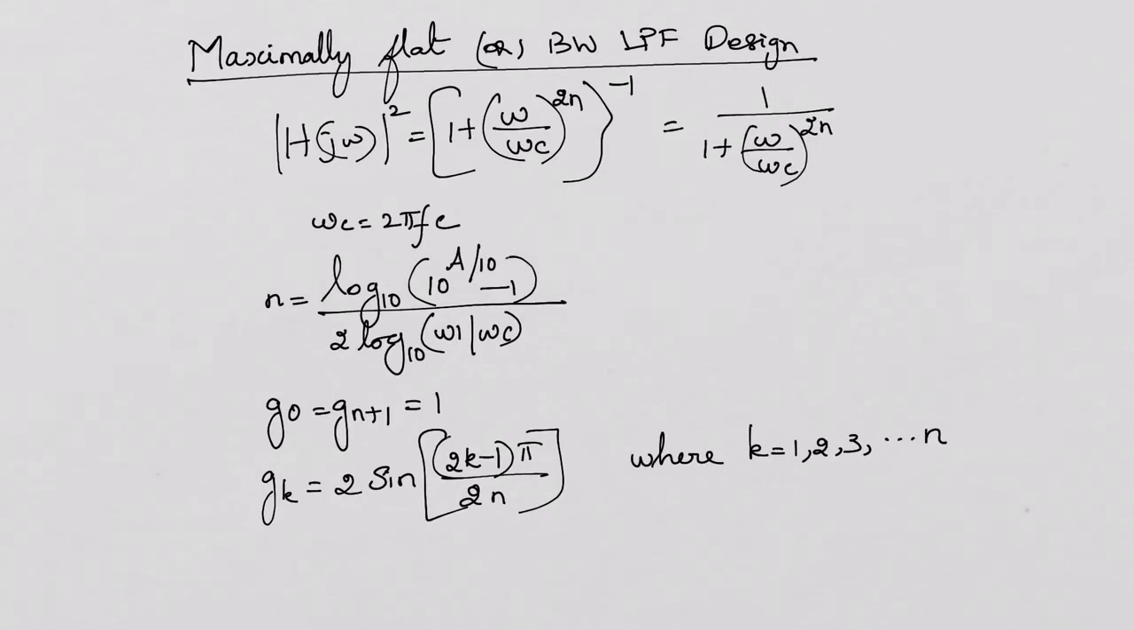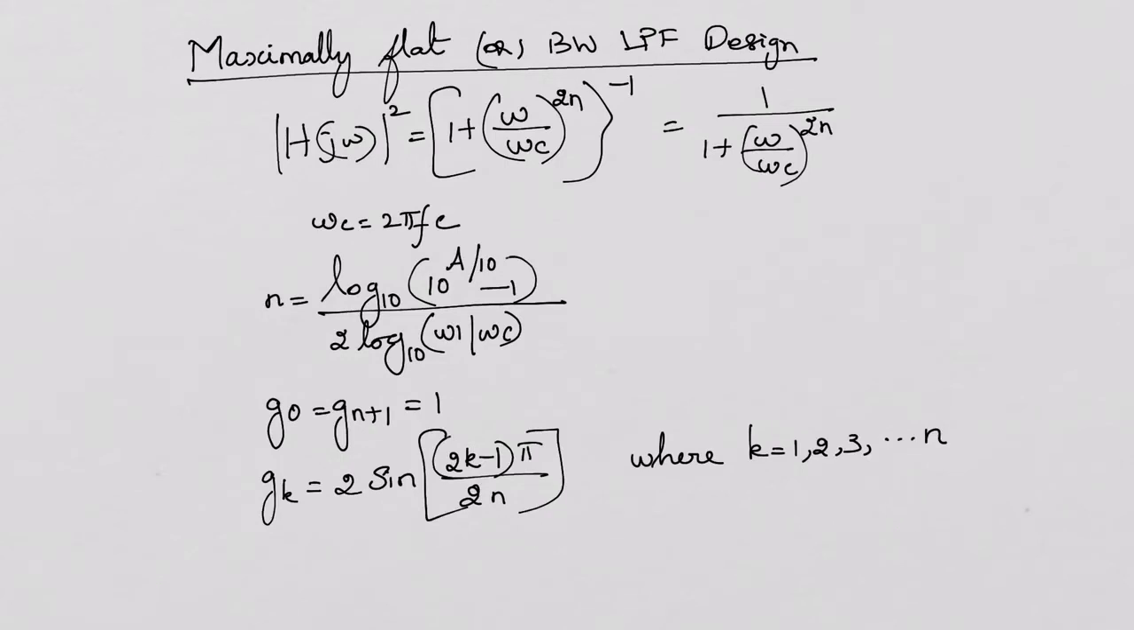What is A here? A is the attenuation at the corresponding frequency omega 1. So, the attenuation which is required at the frequency omega 1, based on that, we need to design the filter. The order of the filter depends on the attenuation which is to be produced at a particular frequency, and it is also based on the cutoff frequency.